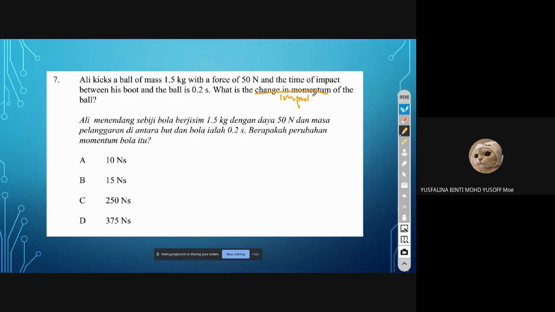What is the formula for impulse? Ft equals mv minus mu. Like I said before, you cannot use both. You have to see what info is given to you. He gave you mass, he gave you force, and he gave you t. So this one you have to use F and t. So 50 times 0.2, you got 10 Newton second. The answer should be A. Alright, so next question.